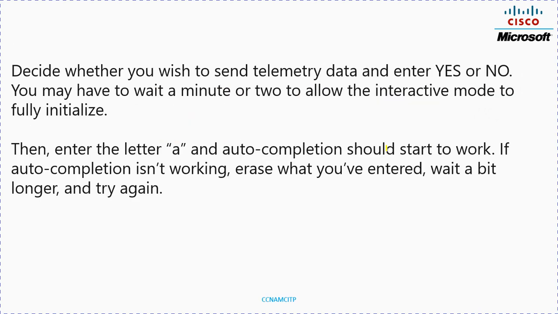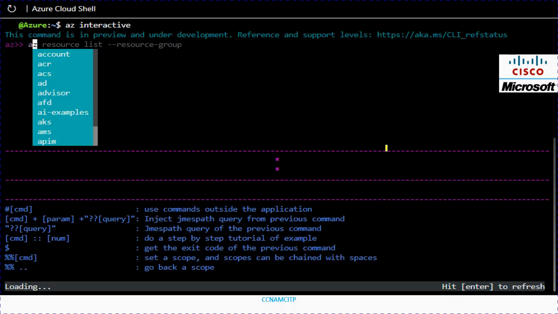Decide whether you wish to send telemetry data and enter yes or no. You may have to wait a minute or two to allow the interactive mode to fully initialize. Then enter the letter A, and auto completion should start to work. If auto completion isn't working, erase what you have entered, wait a bit longer and try again. So you can see here what all is available. You gave the command az interactive.